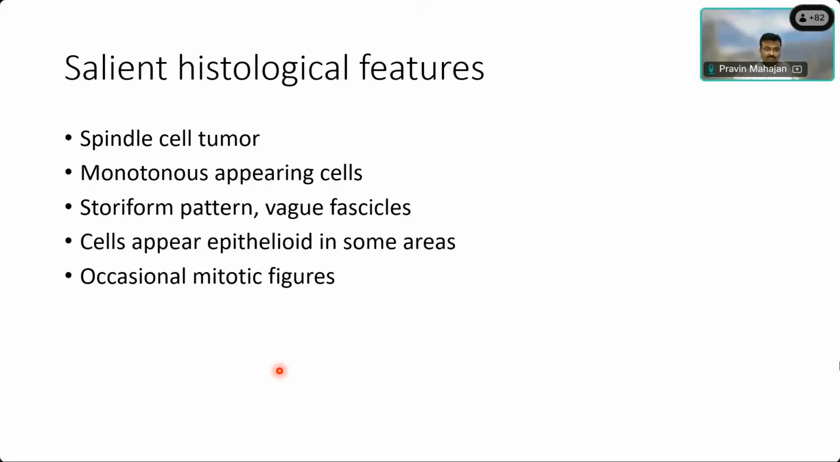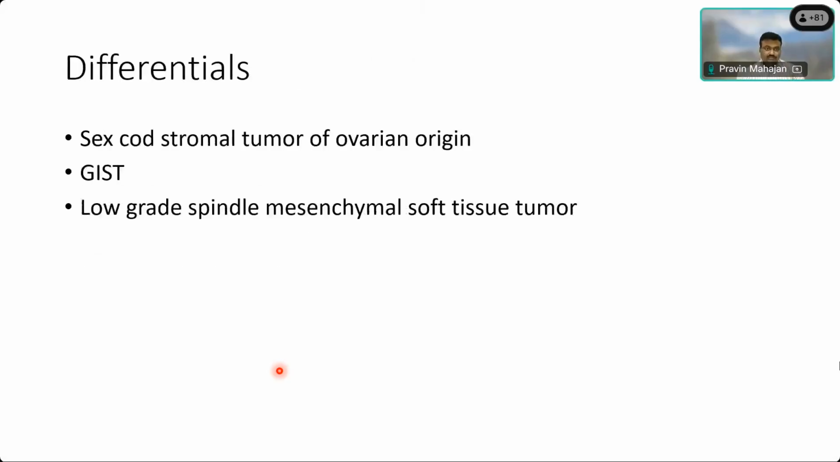If you say this is a spindle cell tumor, I already mentioned monotonous looking cells with minimal pleomorphism, storiform pattern, vague fascicles. Some areas do have some epithelioid cells, maybe an occasional mitotic figure. So these are the differentials one would consider, absolutely right. You have given correct differentials. Sex cord stromal tumor of ovarian origin, GIST maybe extra-intestinal, or sometimes very rare possibilities of GIST in the ovaries are also there, very rare.